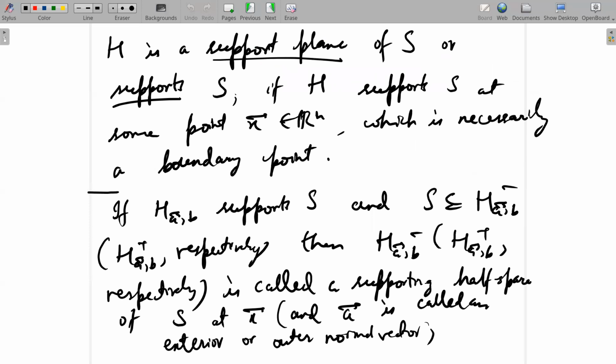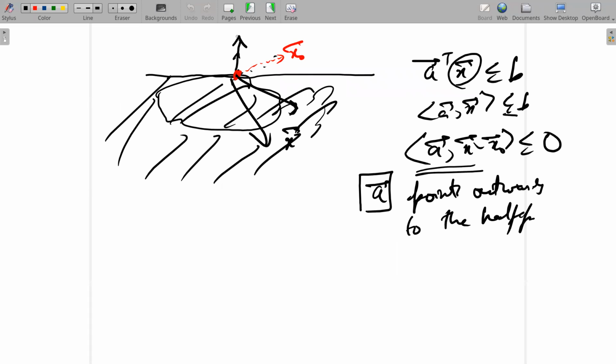So that is why I said to forget about the respectively part. That only holds up to here. It's called a supporting half space at X. And A is called an exterior or outer normal vector in case S is contained in H_{A,b}^-. So A points outwards. So I hope that picture is clear. So that's the exterior or outer normal vector. So that picture I hope is clear now.